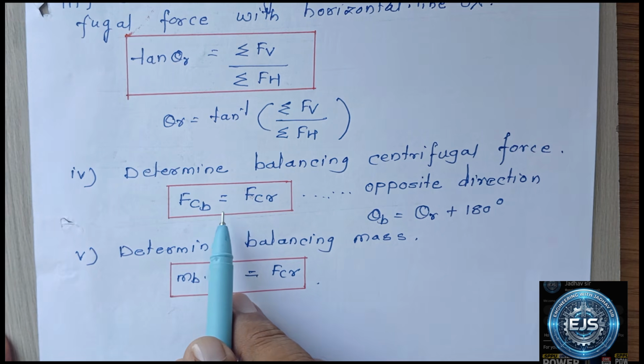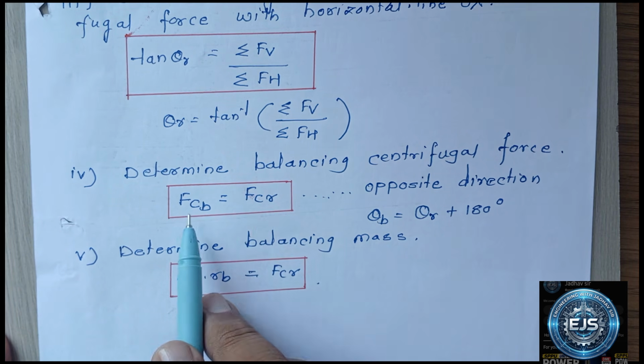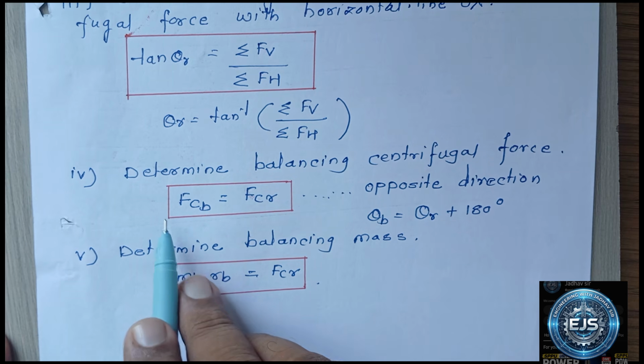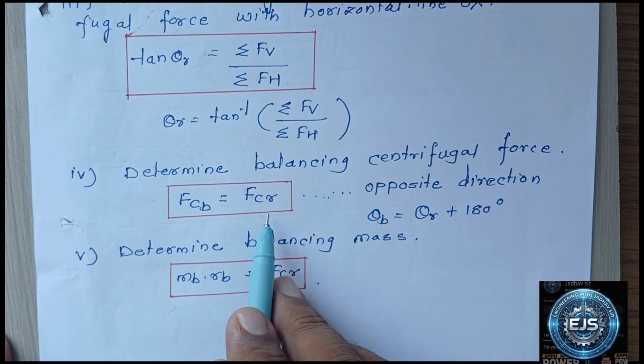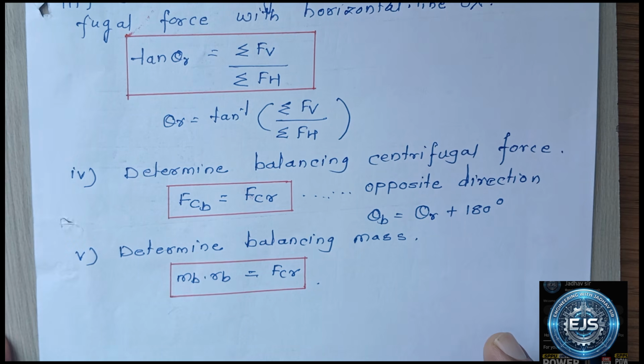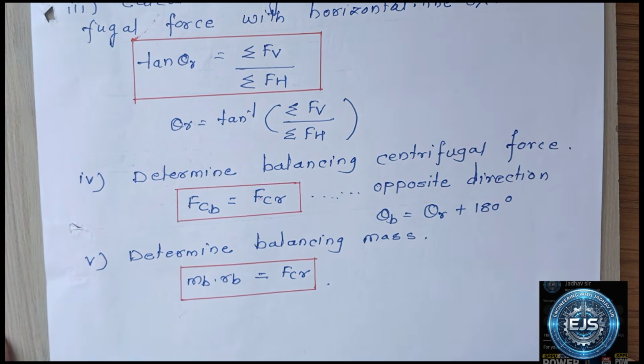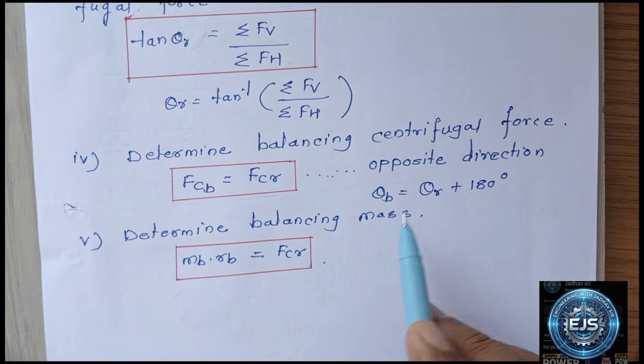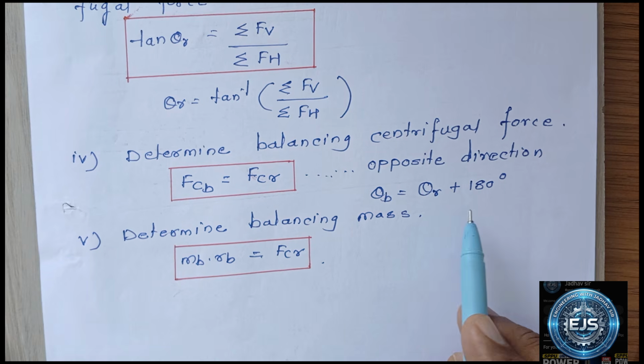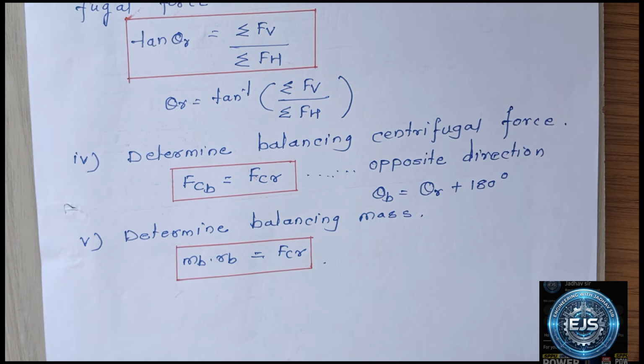So FCB is equal to FCR. Only this balancing force direction is opposite. Magnitude is same as that of the resultant centrifugal force acting on the system. So balancing force FCB is equal to FCR, only its direction is opposite. The angle made by the balancing mass with respect to horizontal line, theta B, is equal to theta R plus 180 degree, because directions are opposite. Resultant centrifugal force and balancing force are equal in magnitude but opposite in direction.